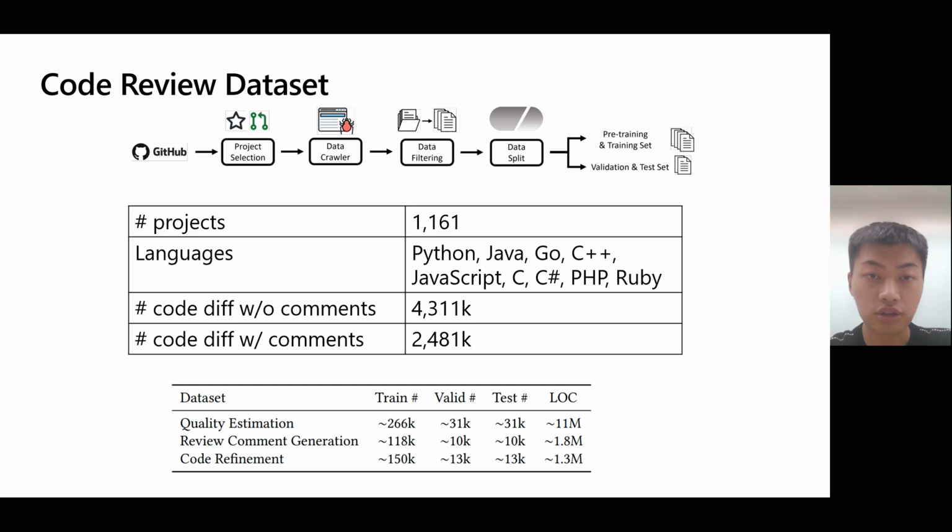Since there exists no large-scale code review dataset, especially in the code diff format, we collected our dataset from GitHub repos. After data pre-processing, we finally have more than 1,000 projects in 9 programming languages, including Python, Java, Go, C++, JavaScript, C, C#, PHP, and Ruby, containing nearly 7 million code diffs. Among them, about 2.5 million include comments. And for all the three tasks we defined before, we also collected hundreds of thousands of training examples for each task.